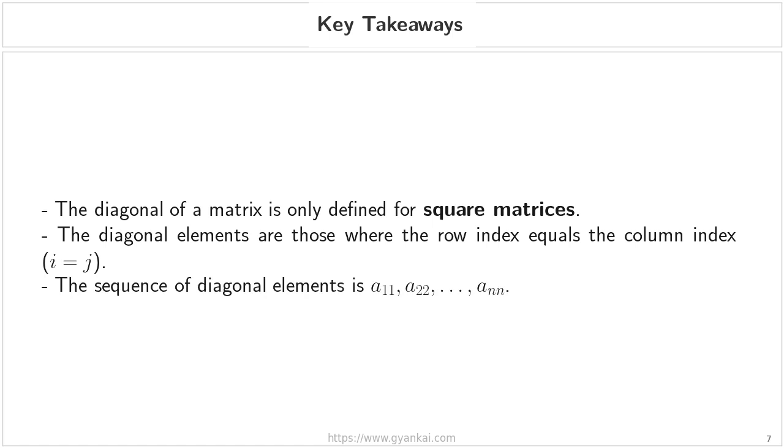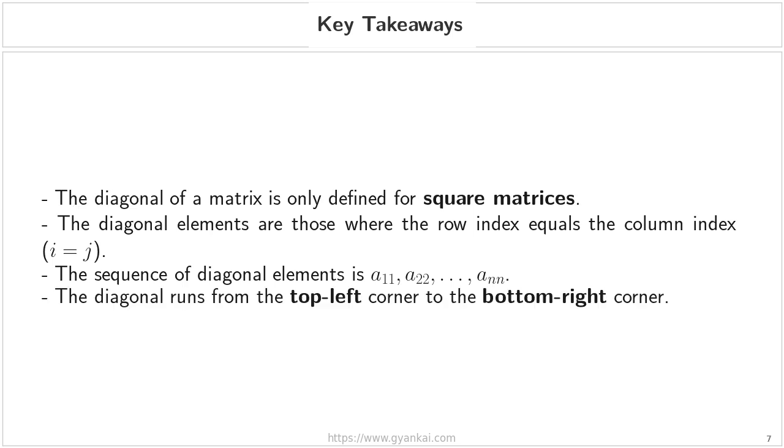This leads us to the sequence of these elements, which we denote as a sub 1,1, a sub 2,2, and so on, continuing until we reach the final element, a sub n n. Finally, to avoid the common pitfalls we just discussed, always keep in mind that the principal diagonal runs strictly from the top left corner down to the bottom right corner.